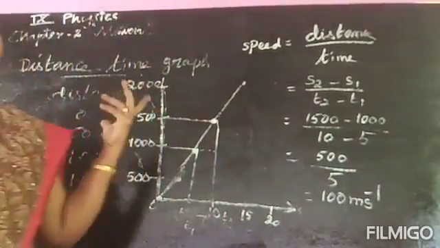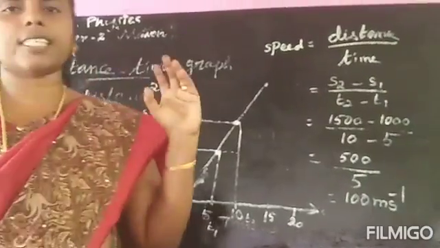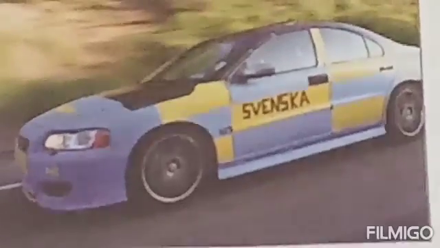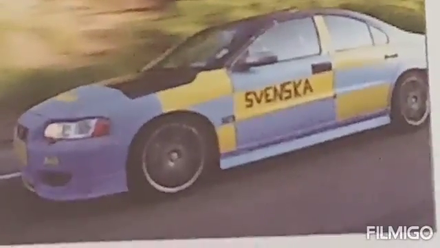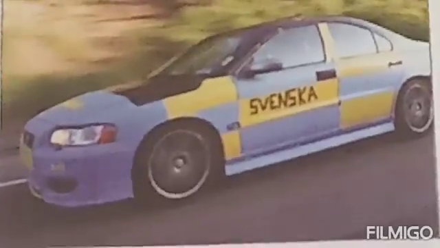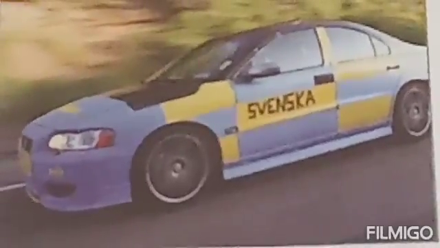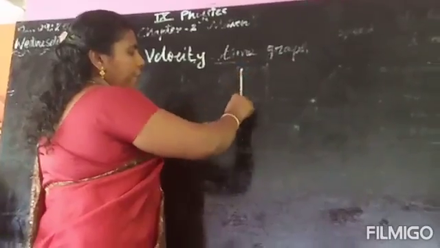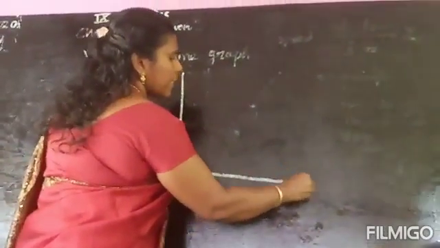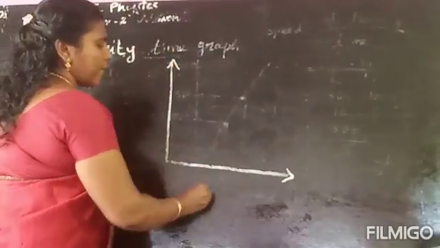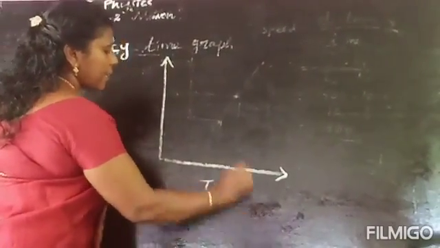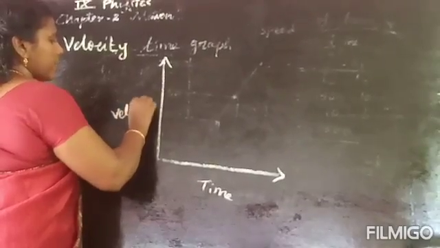Then next we can see the velocity time graph. Look at this picture. The car is moving with a constant speed. Suppose in the first hour 40 km speed, after 1 hour also 40 km speed, the third hour 40 km speed, and the fourth hour also 40 km speed. Through this we can draw a velocity time graph. All of you listen. The velocity time graph also has 2 axes, x-axis and y-axis. Time is taken as the x-axis, velocity is taken as the y-axis.